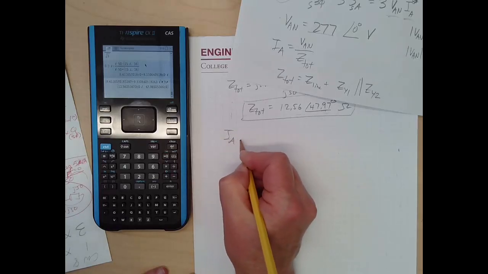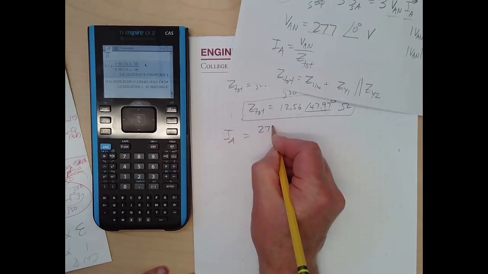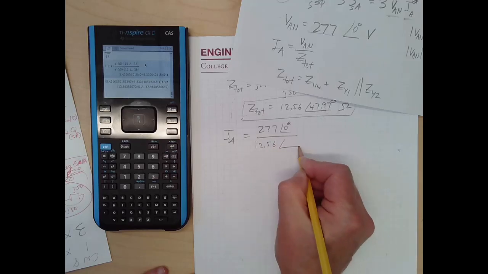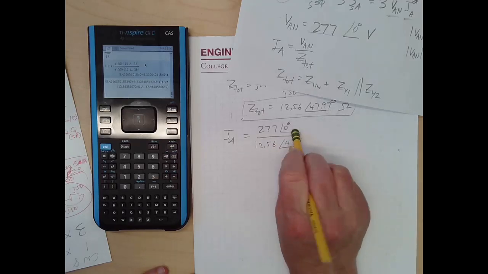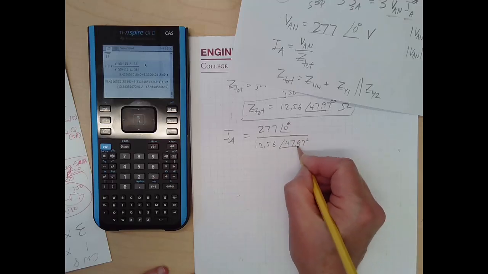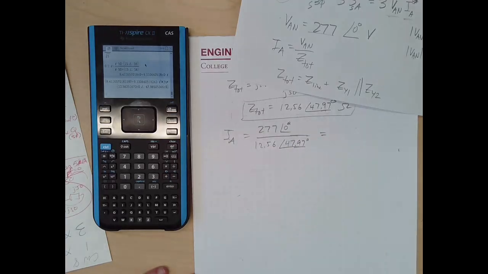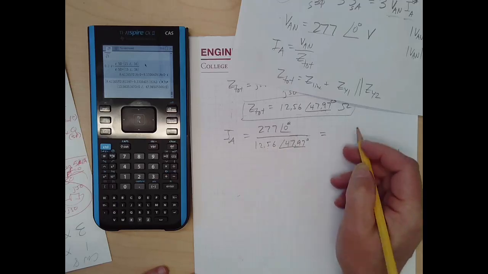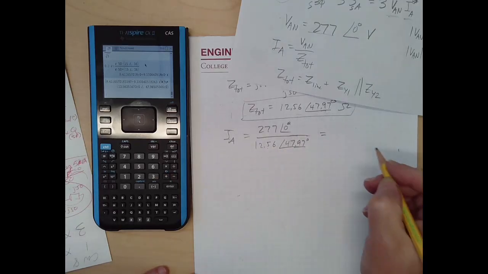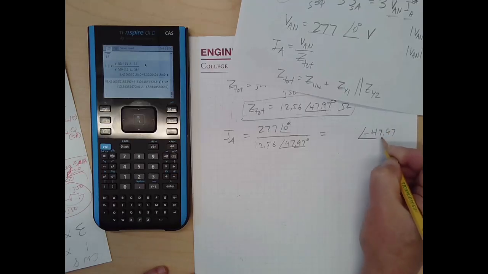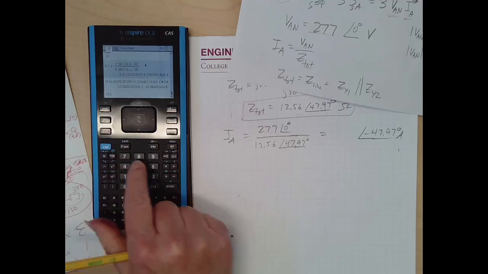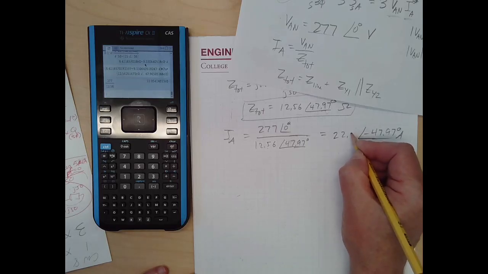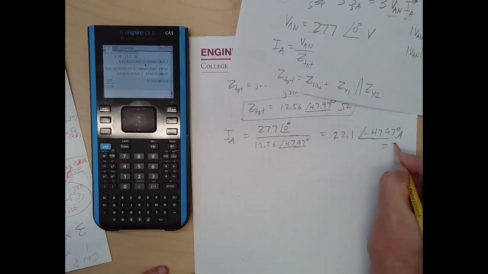So we would get IA is VAN, which was 277 angle 0 degrees, divided by Z total, which is 12.56 angle 47.97. Maybe keeping a few too many sig figs, but rounding gets to be a pain. All right, so you could put all this polar stuff in there, or remember that when you divide in polar form, you divide magnitudes and subtract angles. So the angle is just going to be negative 47.97 degrees, and then 277 divided by 12.56, 22.1. Good enough. Amps is IA.